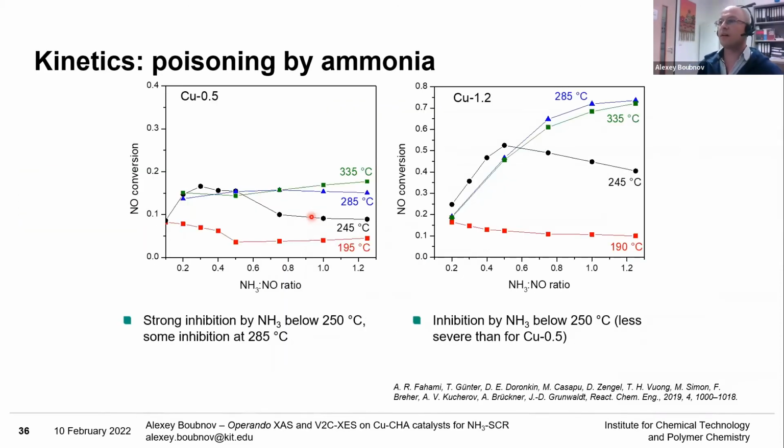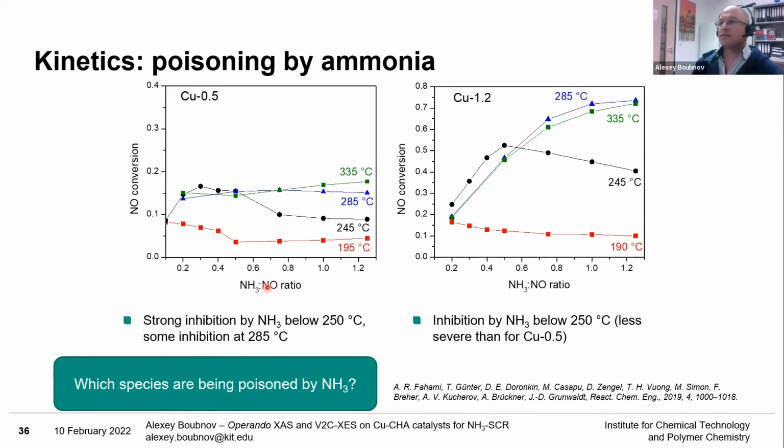So first, by applying different ratios of the reactants, so ammonia and NO, which are usually fed about stoichiometrically, we see that for lower temperatures, the reaction rate goes down as we increase the ammonia content. And that's both for the lower loaded sample and for the higher loaded. So at high temperature, we have quite high conversions.